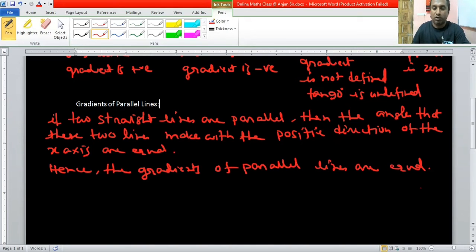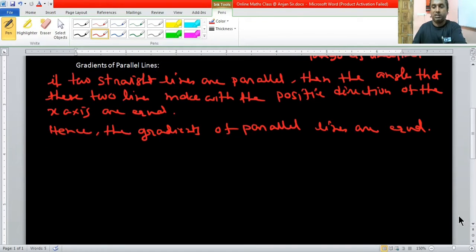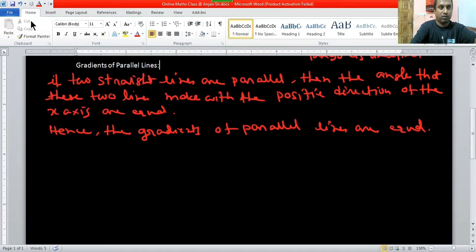Conversely, we can also say that if the gradients of two straight lines are equal, then the two lines are parallel. Now we can use that same concept on collinear points.